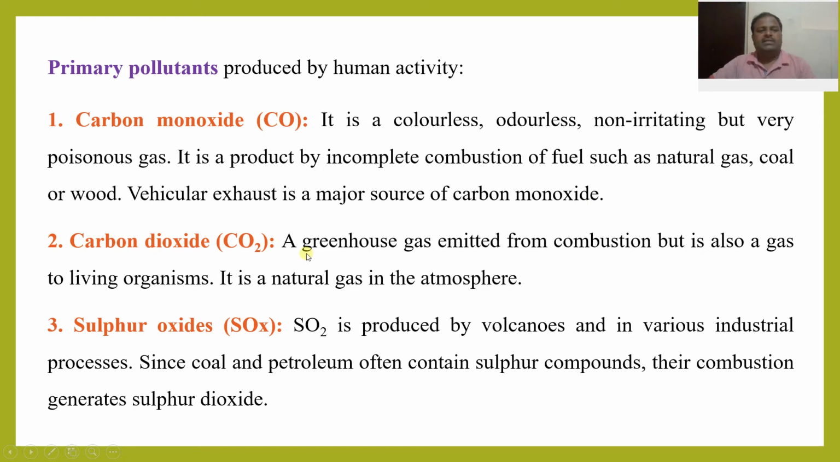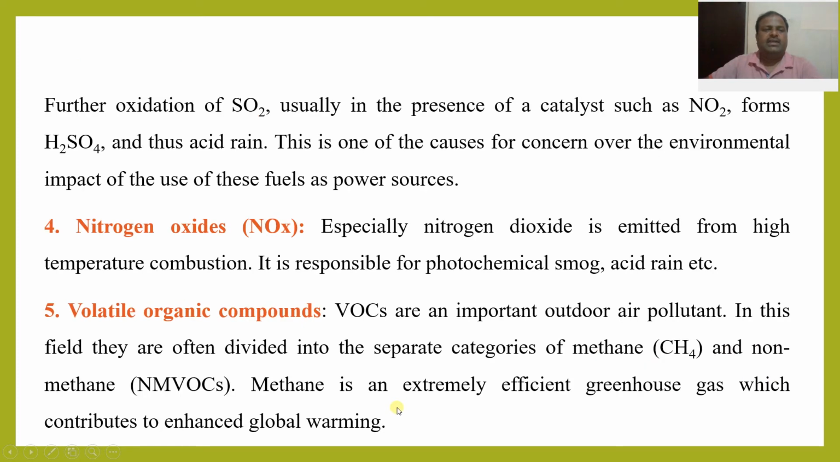The second one is carbon dioxide. It is a greenhouse gas emitted from combustion but is also a gas vital to living organisms. It is a natural gas in the atmosphere. Next is sulfur oxides. Here sulfur dioxide is produced by volcanoes and in various industrial processes. Since coal and petroleum often contain sulfur compounds, their combustion generates sulfur dioxide.